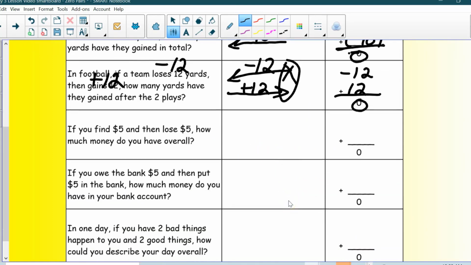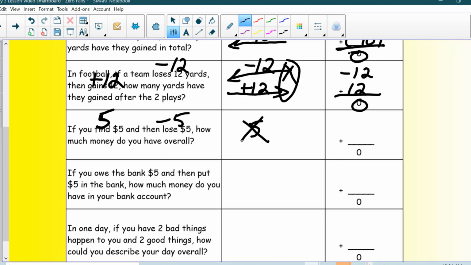Here, if you find $5, how do we represent that with an integer? Positive 5. I'm just going to put a 5 without the symbol positive in front of it because that's another way to show positive 5. But then lose $5. How do we represent that? What integer do we use to represent losing 5? Negative 5. Good. So how much money then do you have overall? If you started with $5, right? But then you lost $5, how much money do you now have after those two situations?